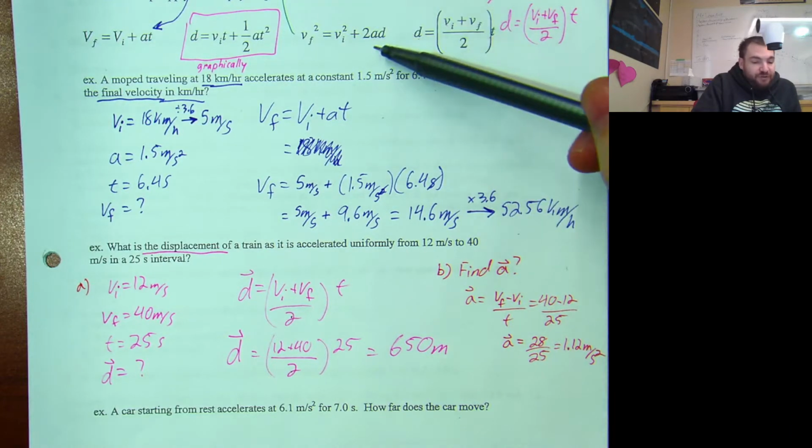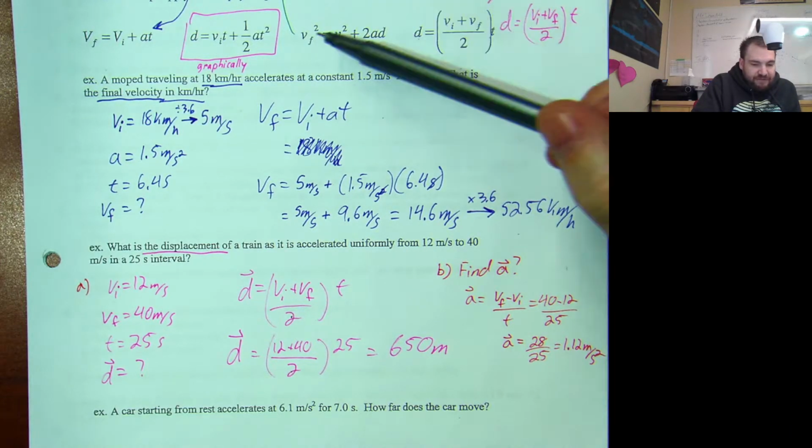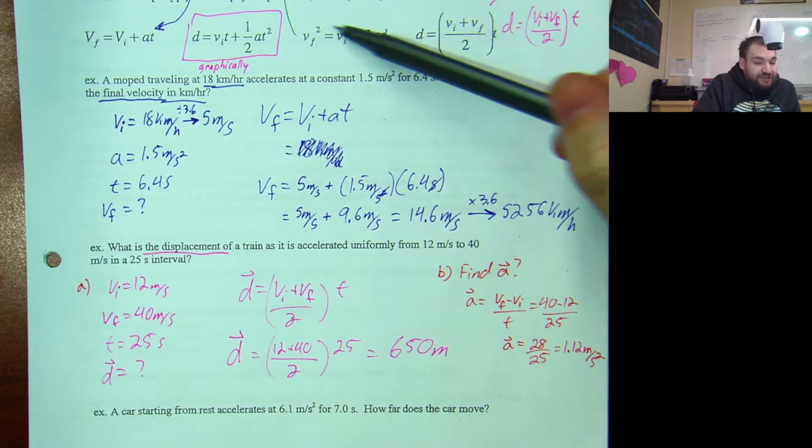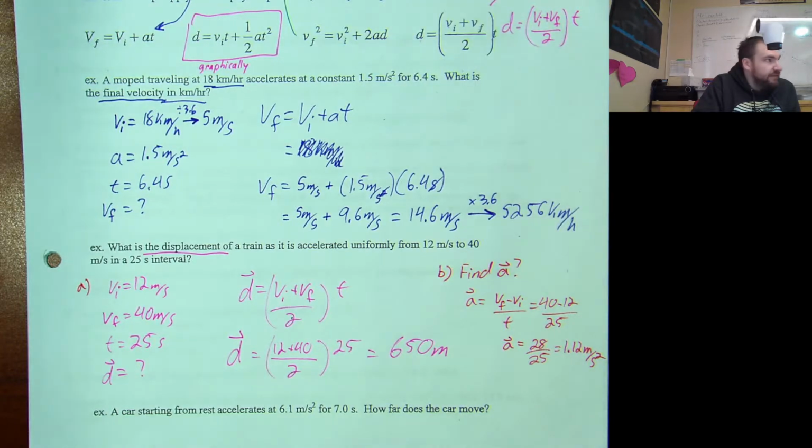But we could have also used this one too, as Kieran already said. VF squared equals VI squared plus 2AD. I know VF, I know VI, I know D, and I can rearrange this one to solve for A. Relatively easy to use.